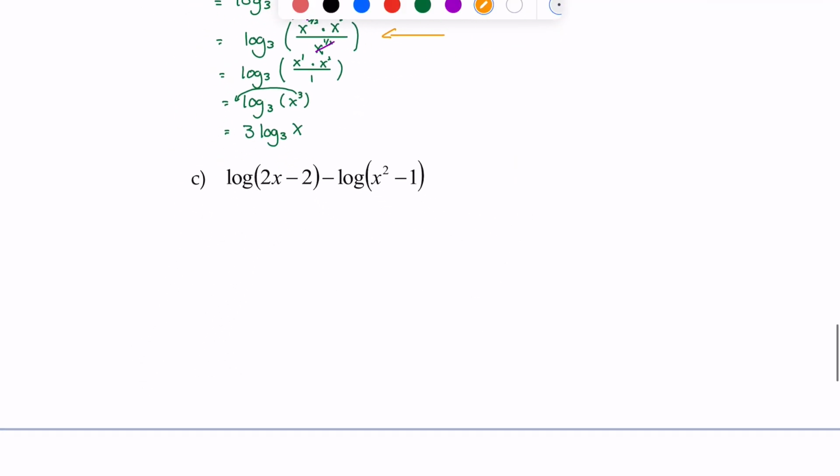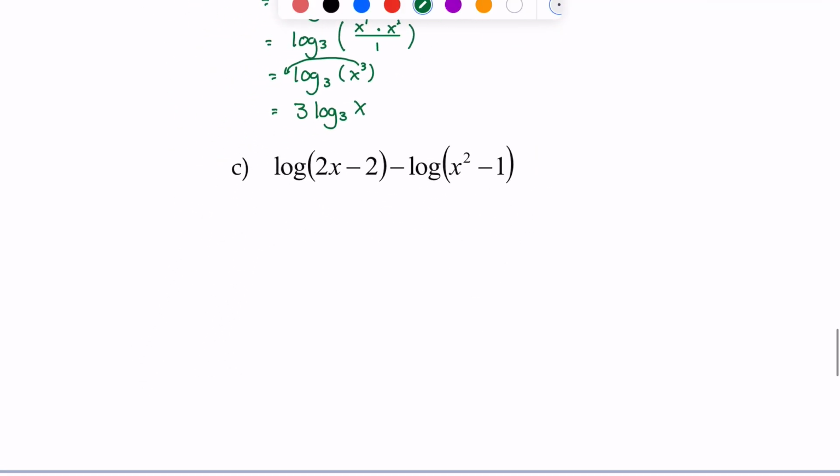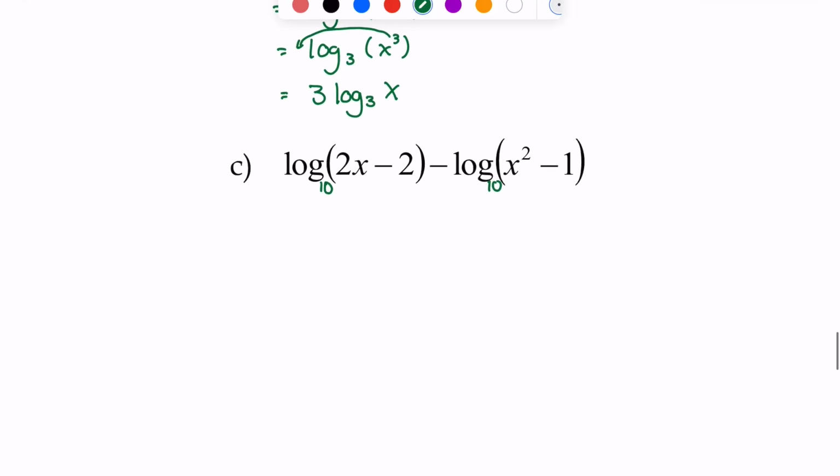All right, last example. We have the same logs, same log base, they're being subtracted. So I'm going to apply my quotient rule to this. So that says, think of all of this as being m and this being n. What it says is I'm going to take that m and I'm going to divide by that n. So I'm going to rewrite it as log of 2x minus 2 all over x squared minus 1.